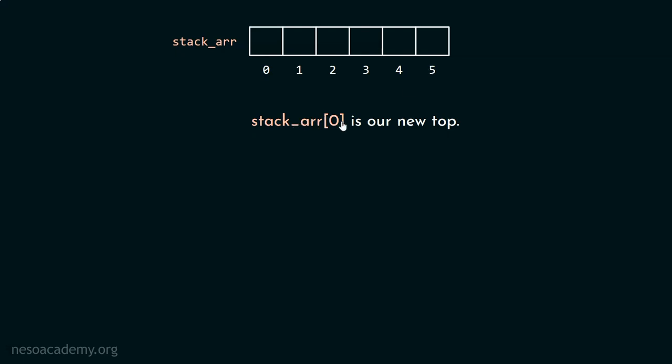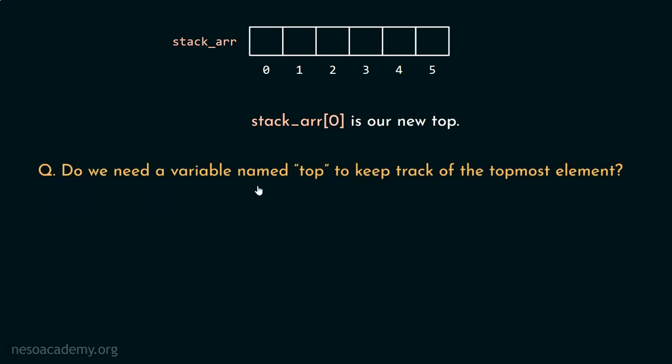We want stack ARR 0 to be our new top. Fine. Do we need a variable named top to keep track of the topmost element? Is there any requirement of keeping a variable top for the purpose of storing the index of the topmost element? Think about it. Stack ARR 0 will be our new top and it is not going to change. Isn't that so? This position is fixed. Our new topmost element will always be placed inside this position. Isn't that so?